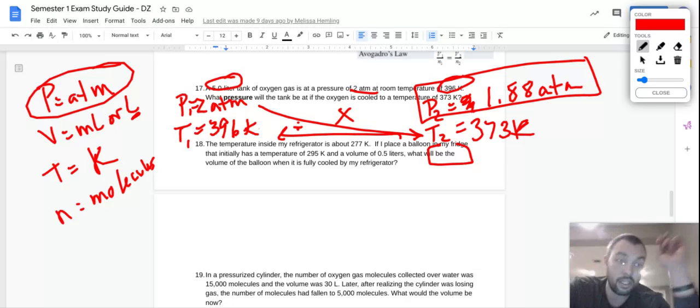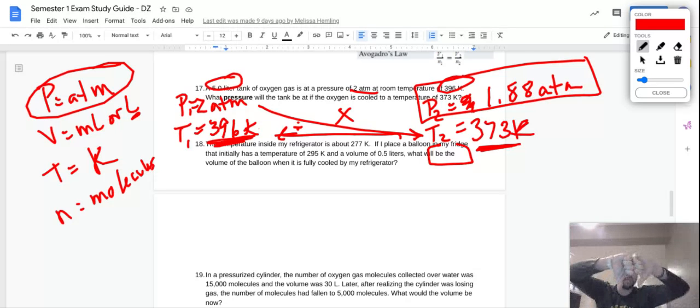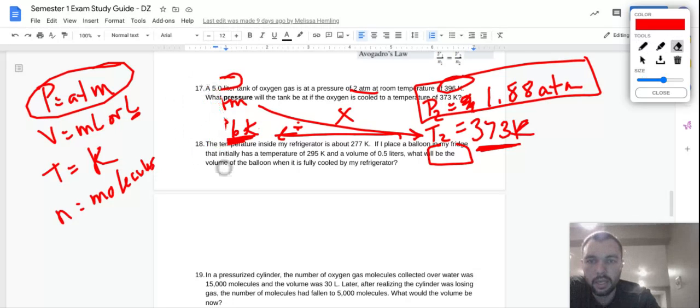Now let's just double check. My temperature went down. I was at 396 and now I'm at 373. It's a direct relationship, so my pressure should also go down. It was at 2 and now it's at 1.88. All right, it checks out. Let's erase this again.